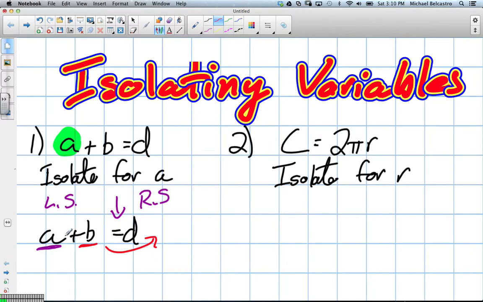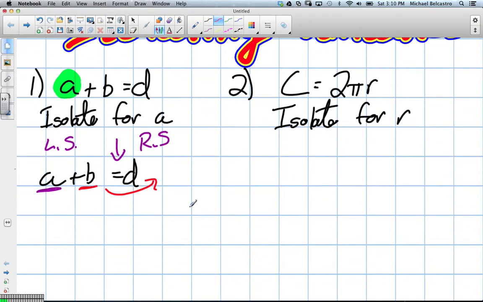Now because B is positive over here, when I move it to the right side of the equation, what will it become over there? Negative. That's right. So we'll be left with A on the left side is equal to D minus B. That's it. Very simple. That's an easy one to start.